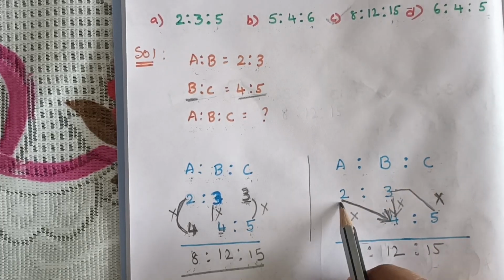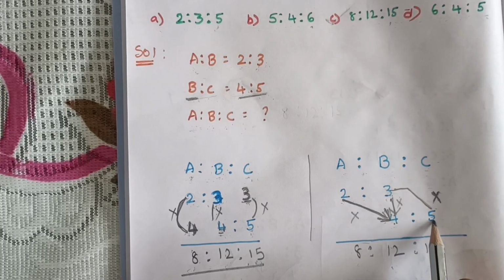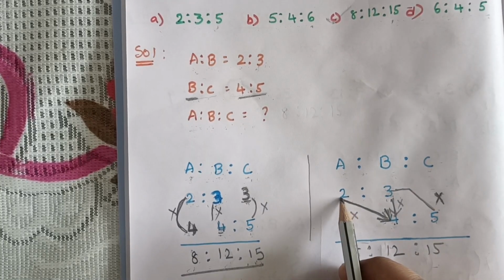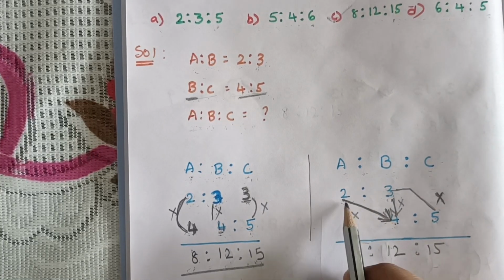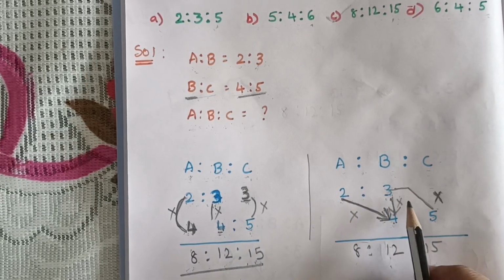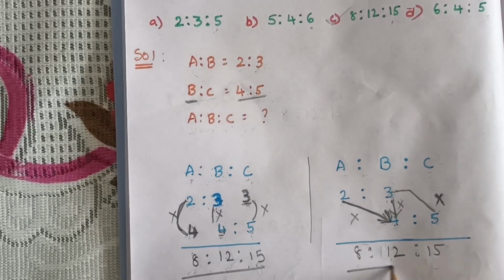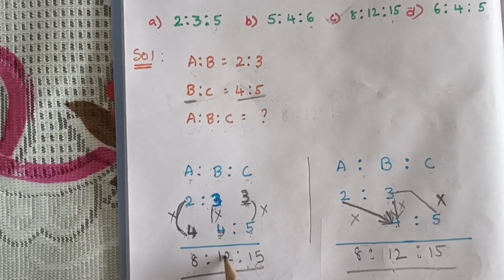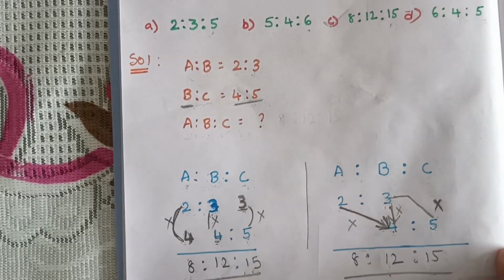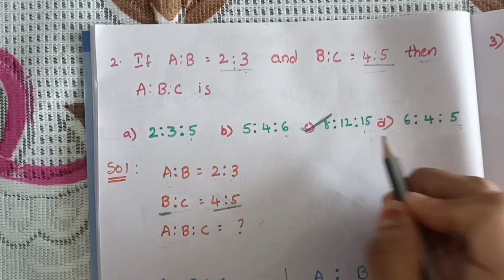A is to B values are 2 is to 3 and B is to C values are 4 is to 5. Here cross multiplication we can do. 2 into 4 is 8, 3 into 4 is 12 and 3 into 5 is 15. If you observe, in both the methods, we got the same answer. So here the option C is correct. 8 is to 12 is to 15.